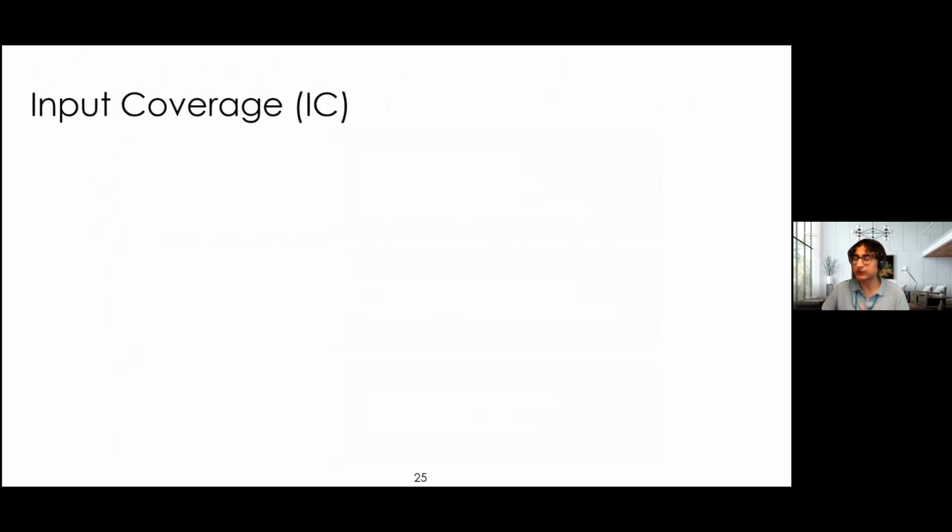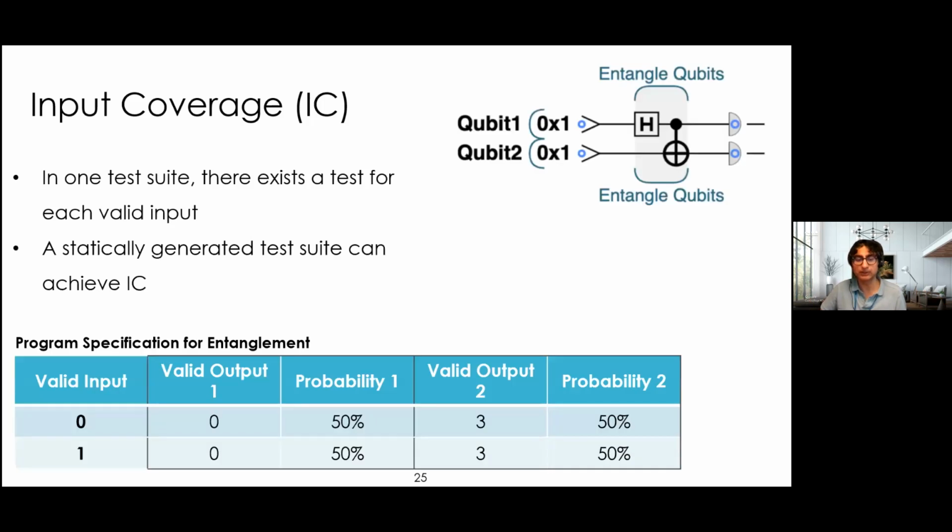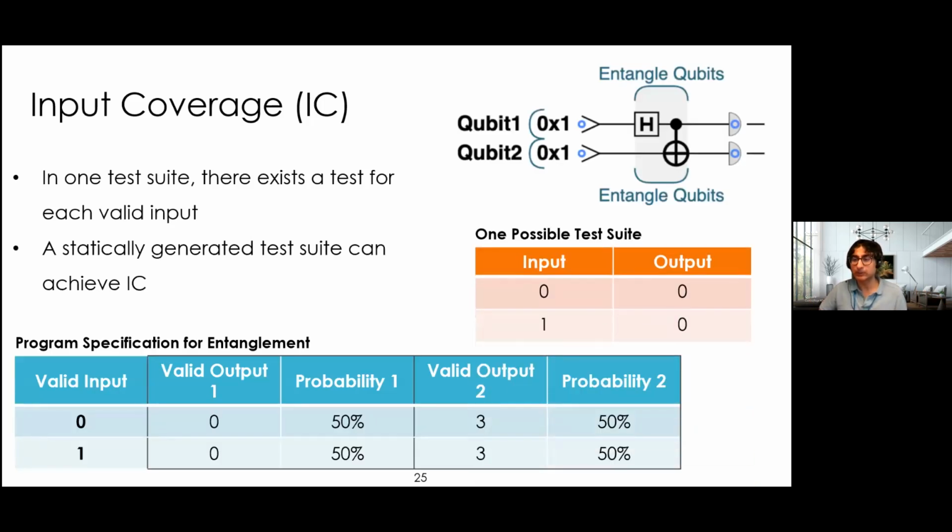For example, first is very simple, which is called input coverage. A test suite consists of a set of test cases, and for each valid input, I should have at least 1 test case. And we can statically generate this one. So just look at the example. This was my program specification. So the possible test suite according to input coverage is input 0 and input 1, because these are my only 2 inputs for this particular program. So then I can achieve input coverage. It means that I want to execute my program with each valid input.